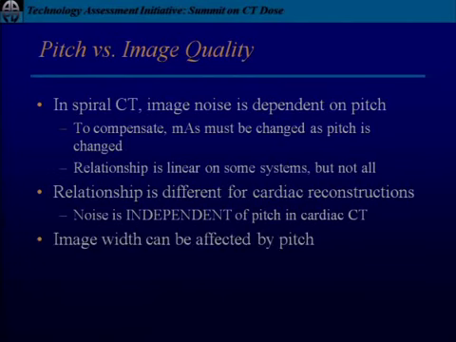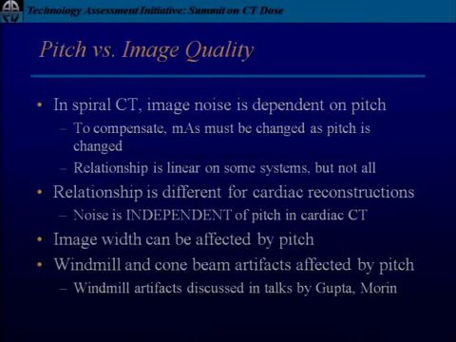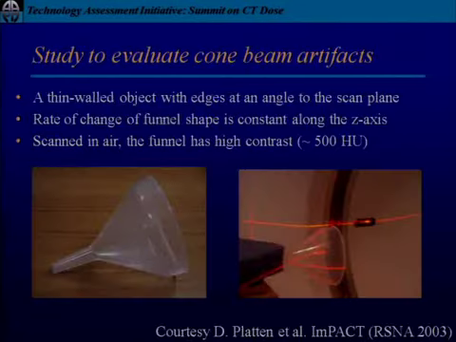Your image width can be affected by your pitch on some vendors. Some said, we'll change our algorithm, so if you put in a 5, you change the pitch, we're going to try to keep you a 5. Others, the algorithms work slightly differently. The windmill artifacts we saw in this example and the cone beam artifacts also can be affected by pitch.